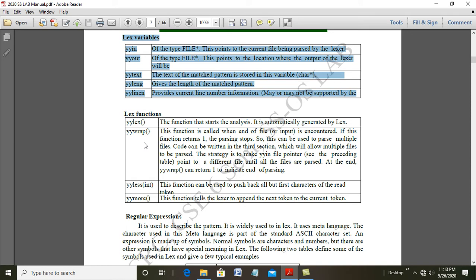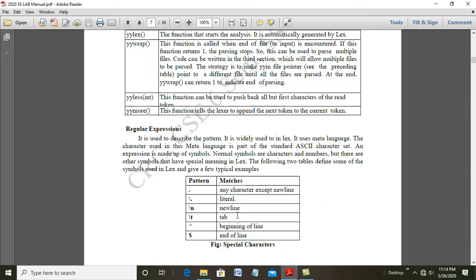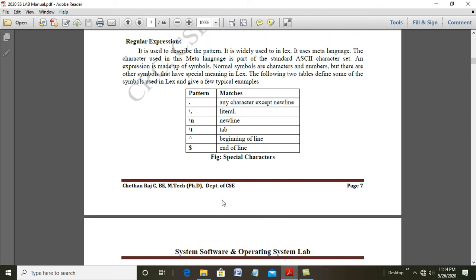And again, we move to Lex functions. yylex is automatically generated by Lex. yywrap specifies the end of file, that is, when input has ended, it terminates accepting input from the user. Then yyless is used to push back all but the first characters of the tokens from the compilation part. Then yymore tells the lexer to append the next token to the current token. That is carried out to implement the lexical phase and syntax phase. Those are some Lex functions.